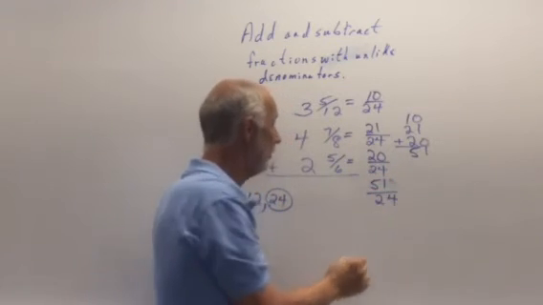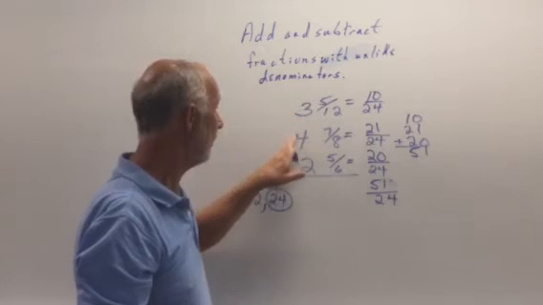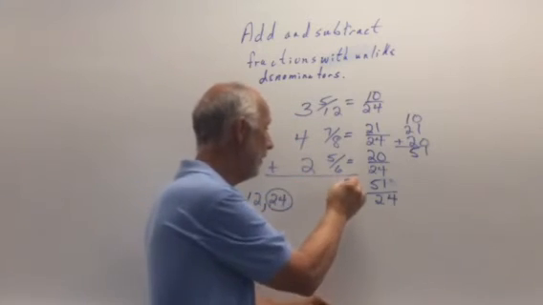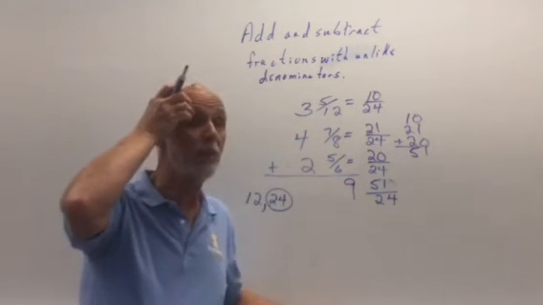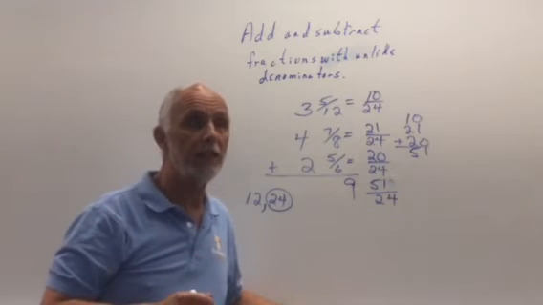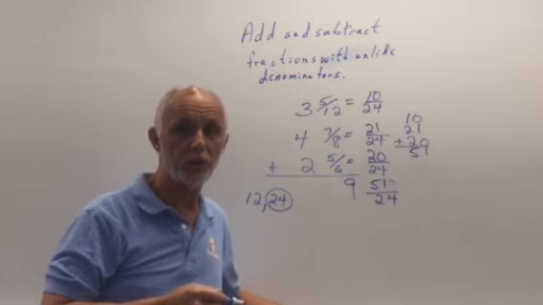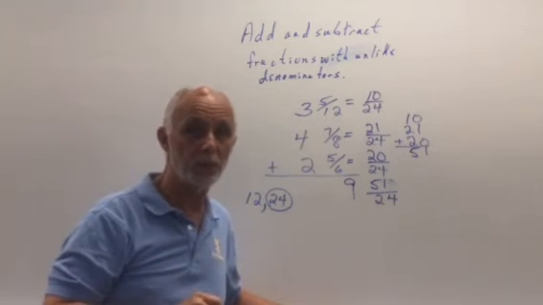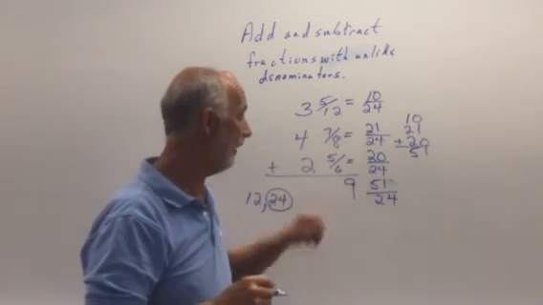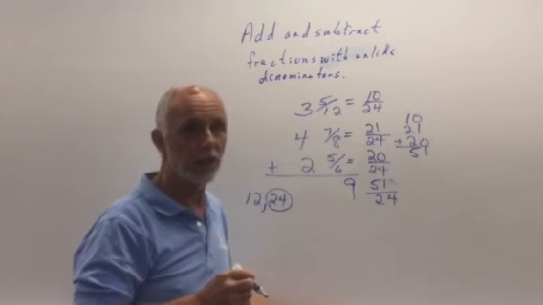51 24ths. You also add the whole numbers. 3 and 4 is 7 plus 2 is 9. By the way, what happens to some people, they get so wrapped up in finding the common denominator and adding the fractions, they forget about the whole numbers. Don't forget about the whole numbers. You add the numerators and the whole numbers, keep the denominator the same.